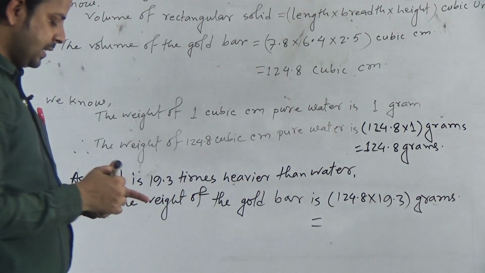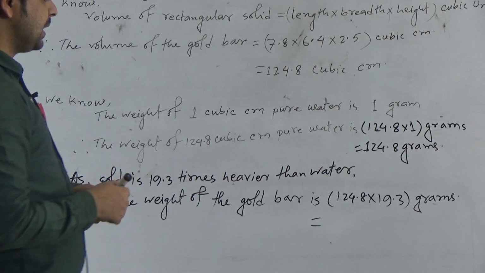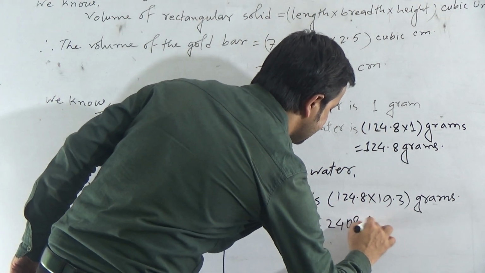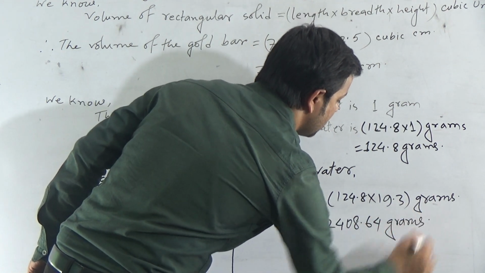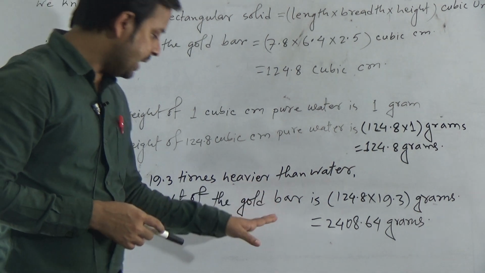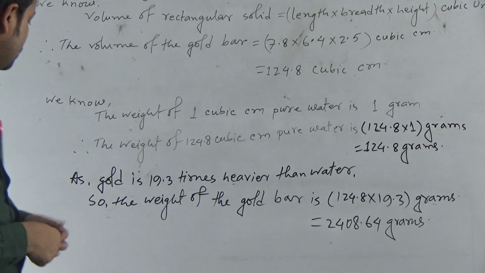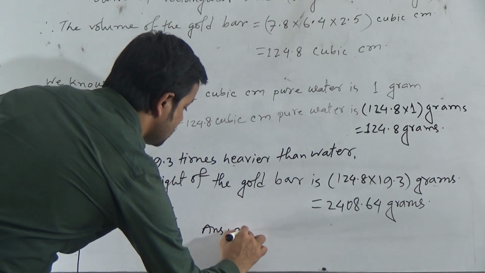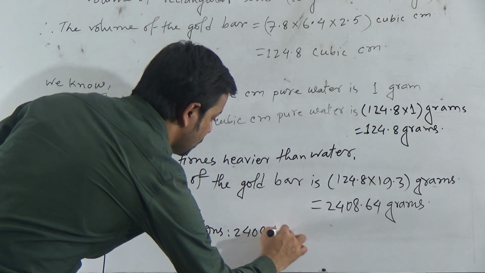Now dear students, this is simple multiplication. You can use simple calculator to do the multiplication. If you multiply these two, you will get 2408.64 grams. I did not show the multiplication. You can do using simple calculator. The students, this is the required weight of the gold bar. So we can say answer of this question is 2408.64 grams.